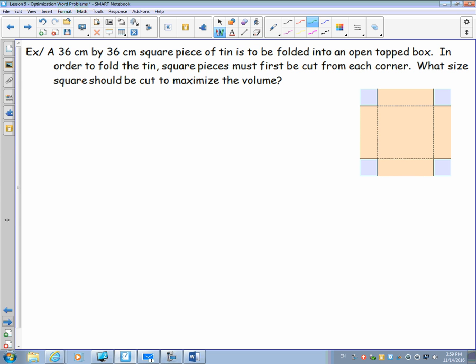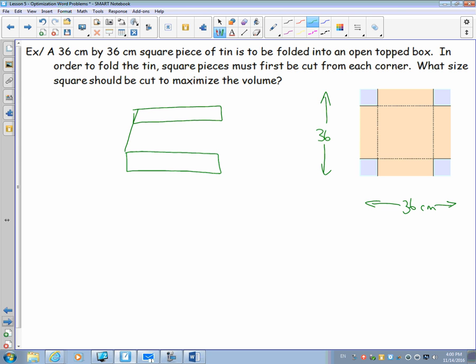So we've got ourselves a 36 centimeter by 36 centimeter square piece of tin. So 36 by 36. And we want to fold this into an open-topped box. In order to do that, we actually have to cut out the corners. So we're going to end up with this box.